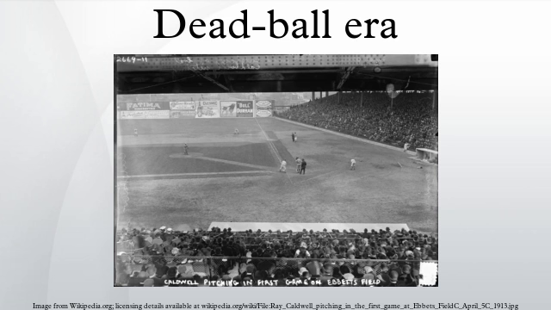Tobacco juice was often added to the ball as well, which discolored it. This made the ball difficult to see, especially since baseball parks did not have lights until the late 1930s. This made both hitting and fielding more difficult.